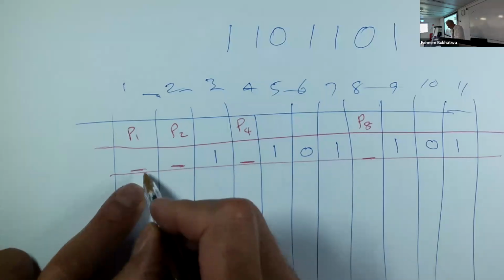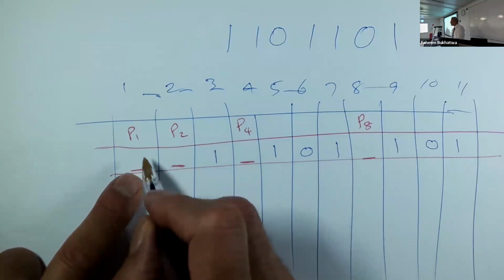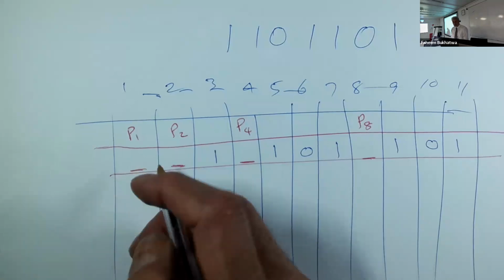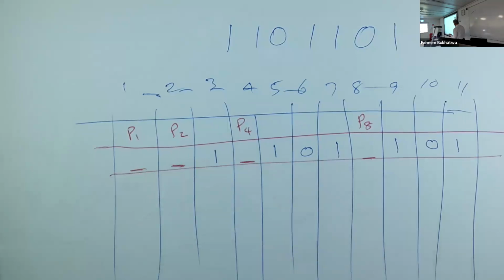Now all we have to do is find out what value we should put in parity 1. And in order to do that, we need to figure out which of these bits belong to the group P1. And it's simple. And there's a simple rule.